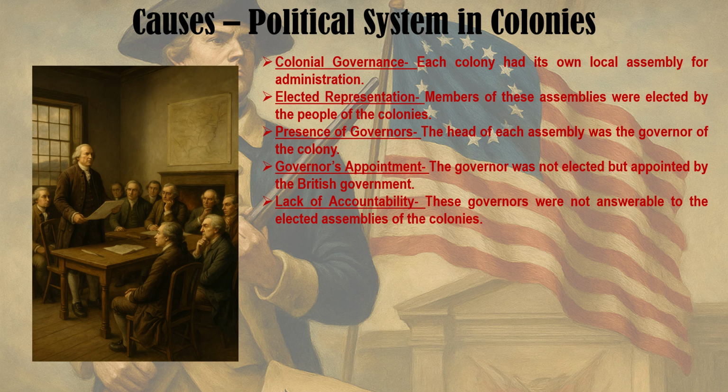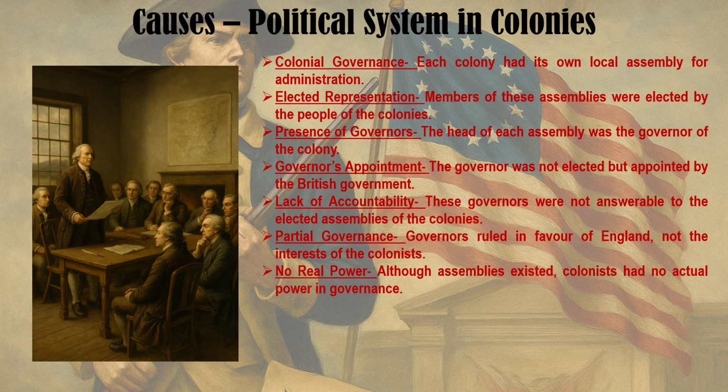So this governor was not answerable to the people of the colony. This governor could do whatever he wants and no one could ask him for any reason or answers. Partial governance. Governors ruled in favor of England, not the interests of the colonies. So it can be assumed very well that these governors have been appointed by England, so whatever they do will be for the benefit of England only. So they did not have any interest of the colonists.